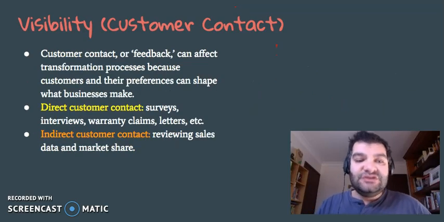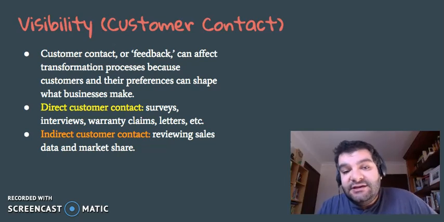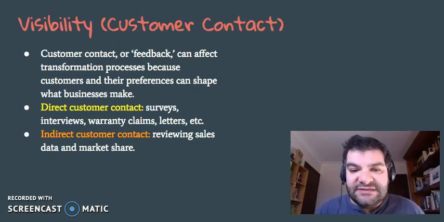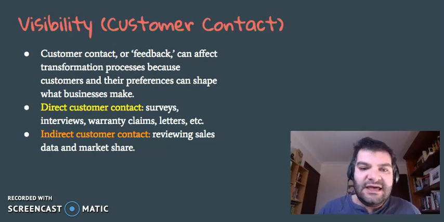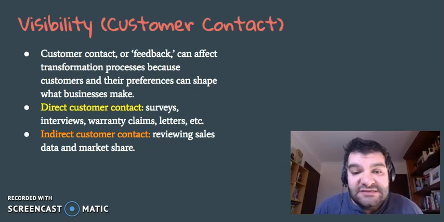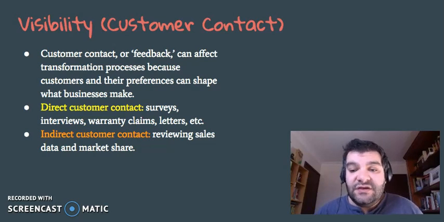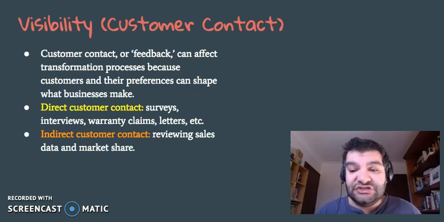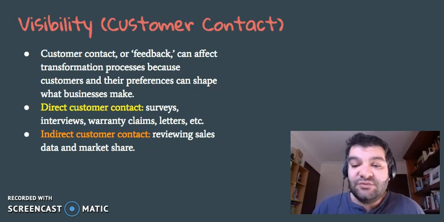Okay, now visibility is also known as customer contact. Basically, how this shapes the transformation process is that this feedback can affect the process, because customers and their preferences shape what businesses make. As we looked at in the previous video, when we looked at customers as a transformed resource input, they ultimately decide what businesses make. It's their needs and wants.